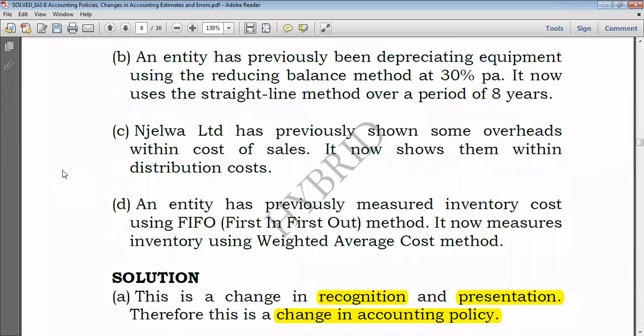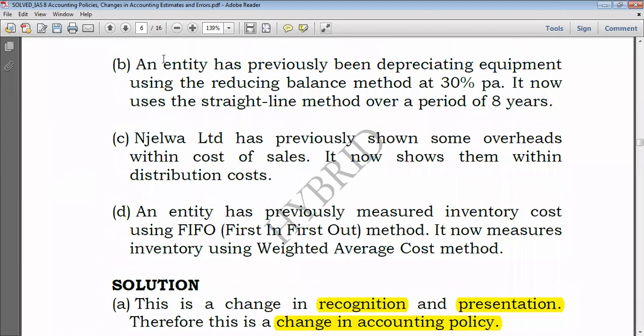All right, let's go to part B. Part B, we are told here, an entity has previously been depreciating equipment using the reducing balance method at 30%. It now uses the straight line method. So it was changed from reducing balance to straight line, regardless of the number of periods, number of years.